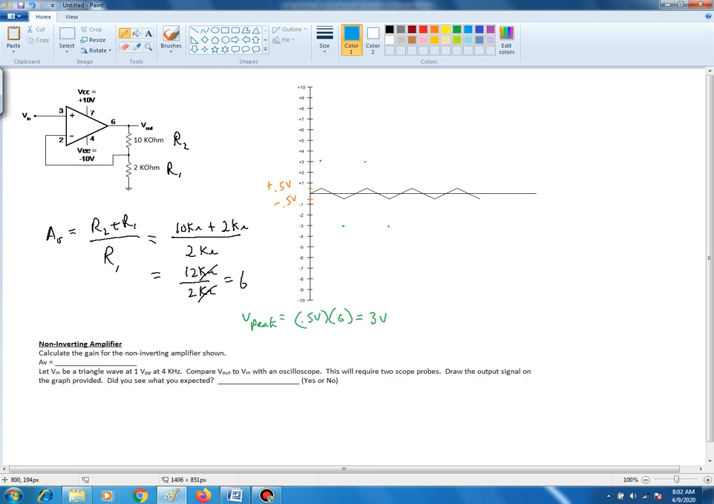Positive side will be peaking right about right here. Negative side will be peaking right there. And on the positive side again, right about there. And on the negative side, we would be right about right here again.